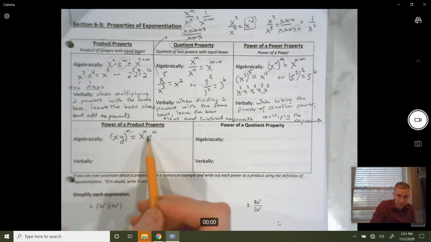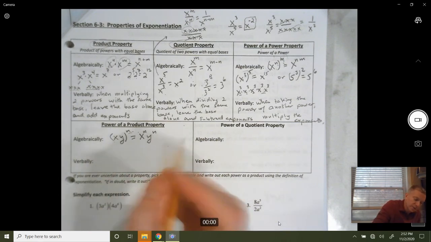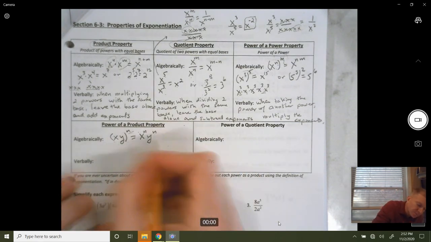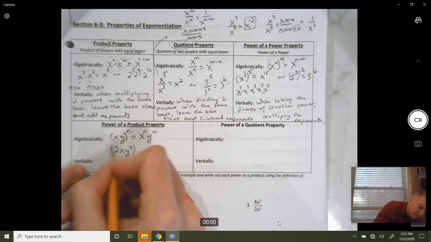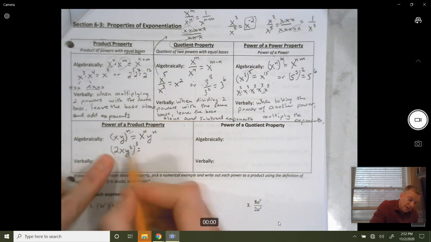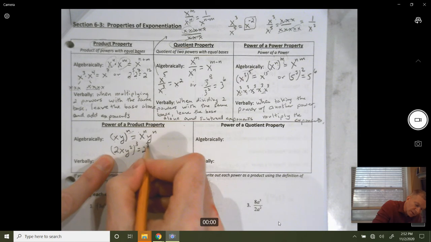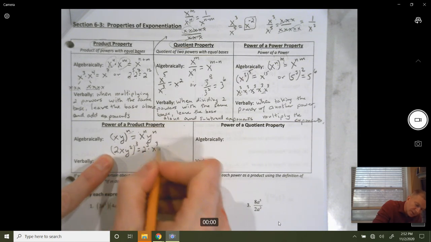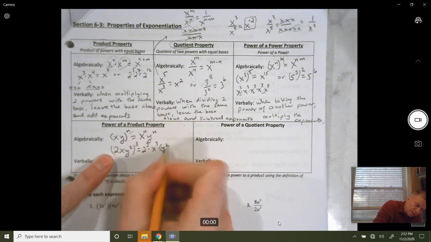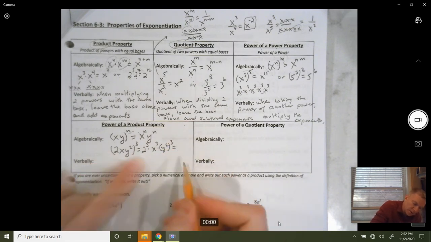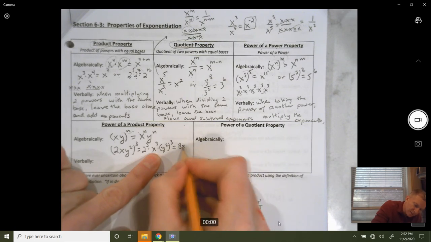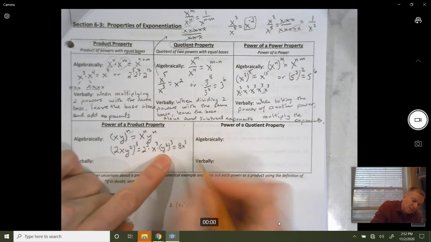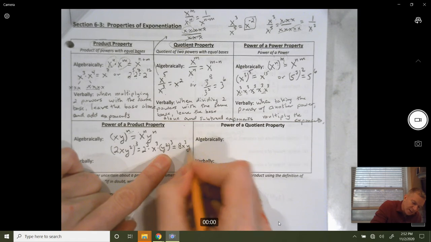But in this case, when it's a product raised to an exponent, or a power of a product, it does distribute. So an example would be something like, let's say you've got 2xy squared, raised to the third. We have to apply that to each of these factors within that product. So 2 to the third times x to the third times y squared to the third. 2 to the third is 8. x to the third, and then y to the second raised to the third is going to be y to the 6th.